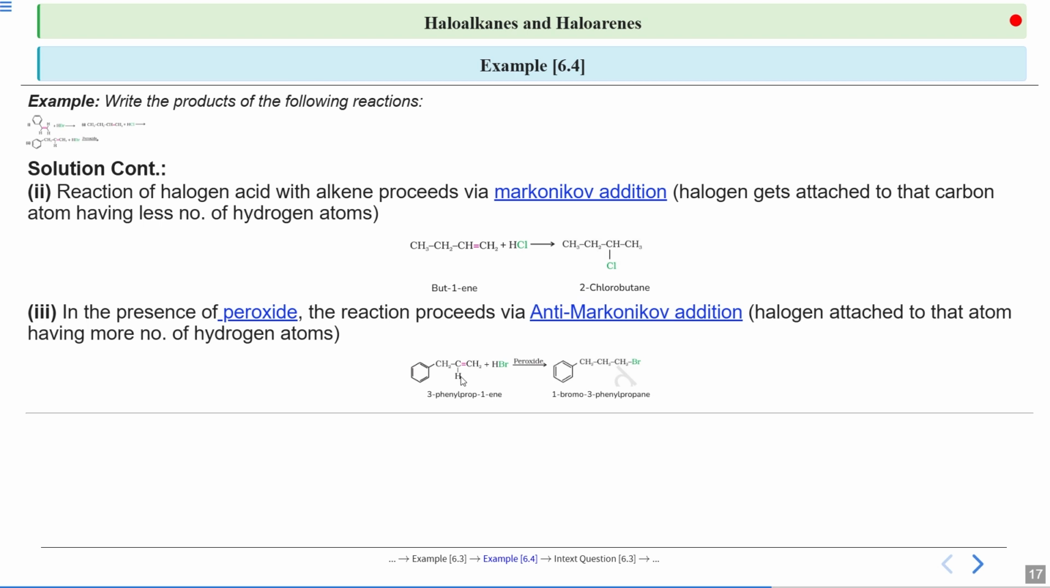Okay, so anti-Markovnikov addition is the opposite of Markovnikov addition. If Markovnikov addition says that the negative part or the halide ion will attach to the double bonded carbon containing lesser hydrogen, then the anti-Markovnikov addition rule says that the negative part or halogen will attach to that double bonded carbon containing more hydrogen.